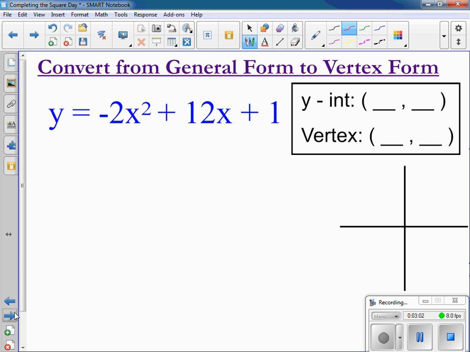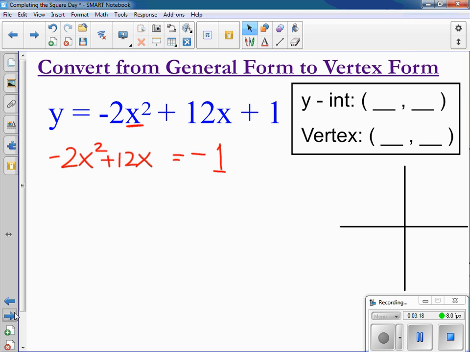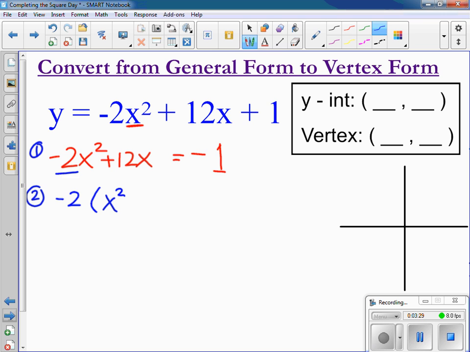All right, so this is the first one you've seen with a negative in front, but we're going to get rid of it anyway because our main goal is to get down to an x squared before we complete the square. So, step 1, rewrite it and move without the y, and then move the 1 over, so it's now becoming a -1. Okay? Step 2. So this is step 1. Step 2, factor out the -2 because I want to get down to just an x squared. So -2 divided by -2 leaves me with just an x squared. 12 divided by -2 leaves me with, I can't read that.